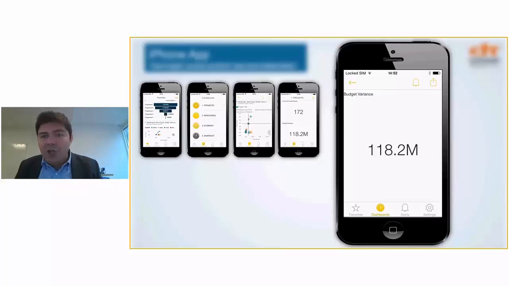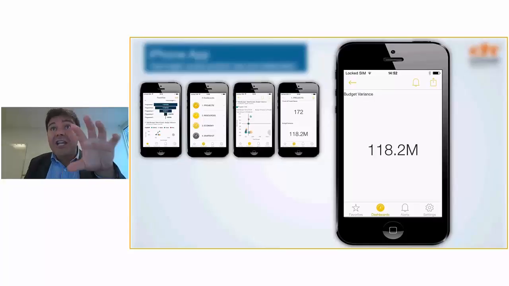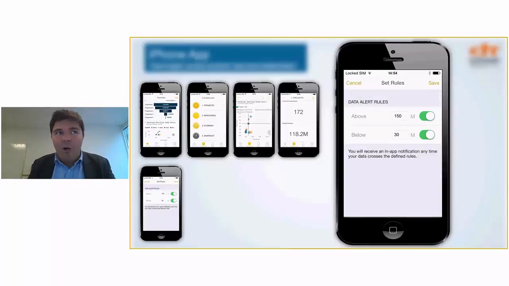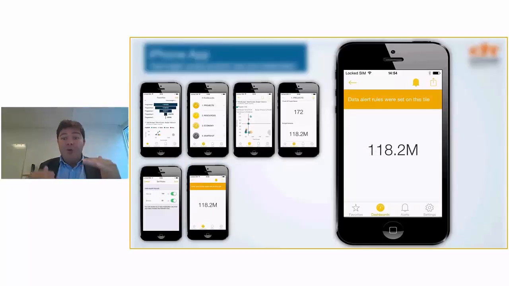Exactly what I'm saying. I don't need to look at my phone because actually I can set some rules. That means every time I open and look at my phone, the data is up to date. But I can even set alerts and say that when I'm below 30 million in my budget variance, that means I'm not going to have enough money to actually run my projects. I need to react to that. Or if I have a lot of money, like 150 million, I can just run more projects. And this will be an alert on your mobile. If you reach those data, which can be refreshed every hour, you will get an alert telling you that you have to react to that.